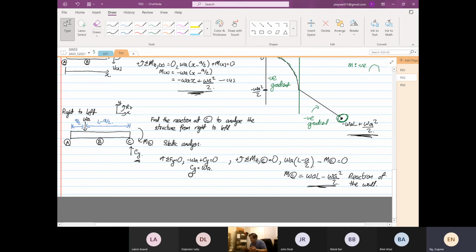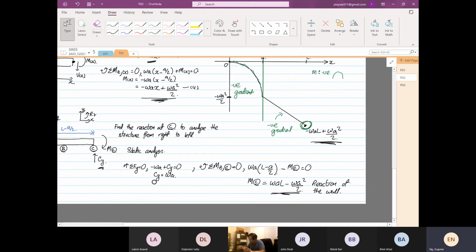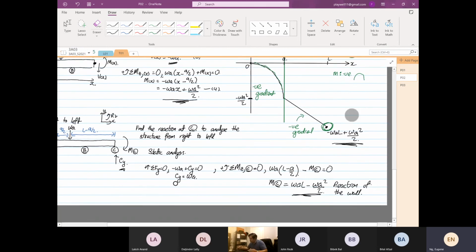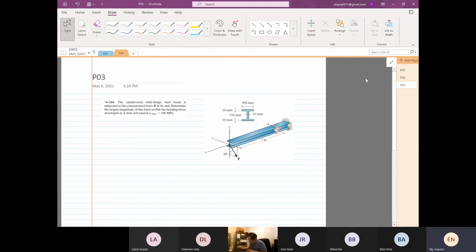Okay, so now it is the same, whether you analyze left to right or right to left. I'll do a very short one if we analyze from right to left. Now we know our reaction. I was going to do this example, but I will do this maybe in the lecture.